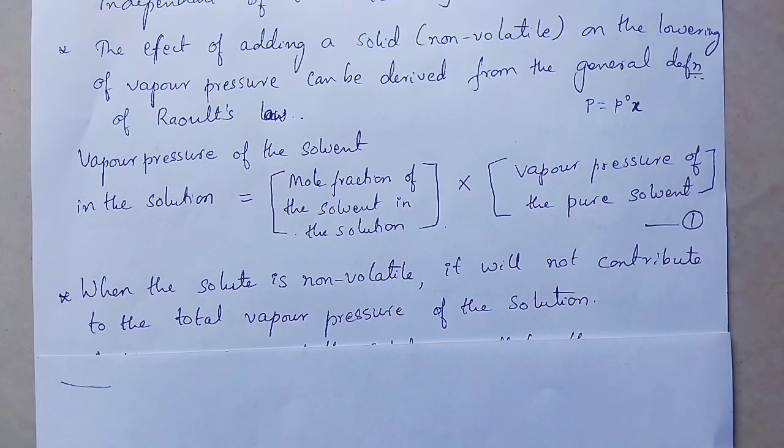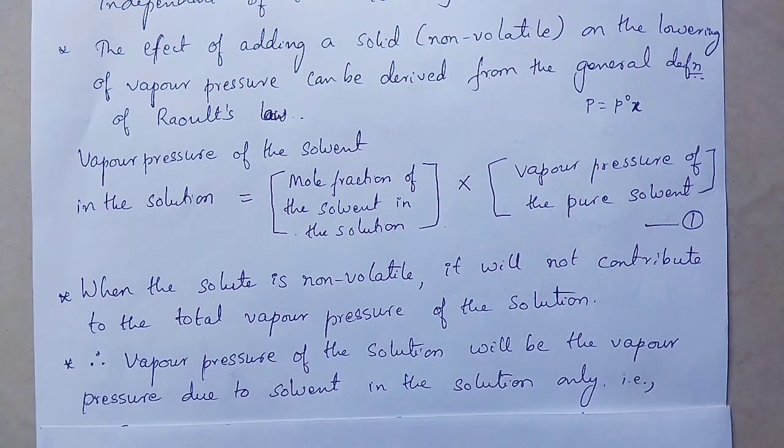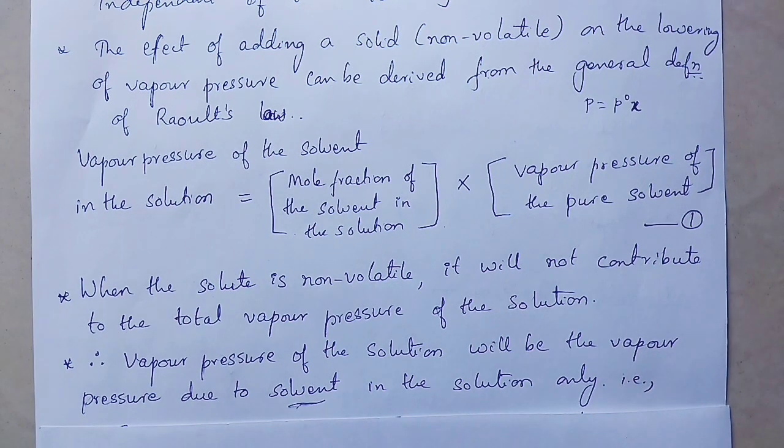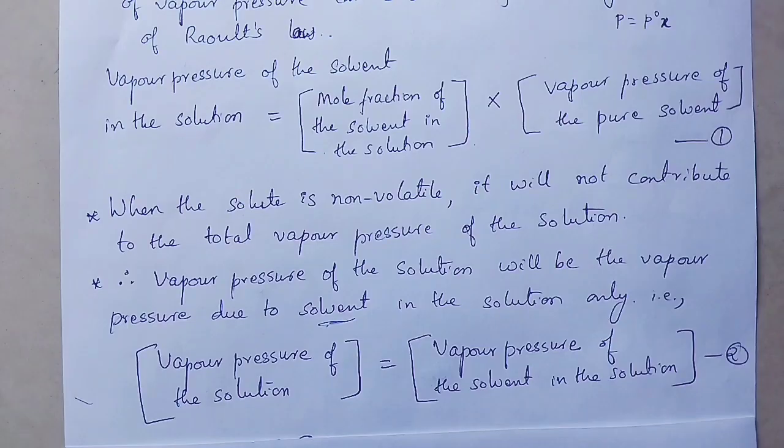As it is very evident, when the solute is non-volatile, it will not get vaporized or evaporated. Therefore, it will not contribute to the total vapor pressure of the solution. Therefore, we can say vapor pressure of the solution will be the vapor pressure due to solvent in the solution only, not because of solute, only solvent. That is, vapor pressure of the solution is completely equal to vapor pressure of the solvent in the solution. You can consider this as equation 2.